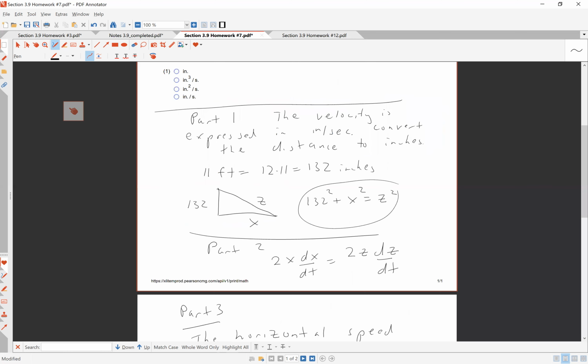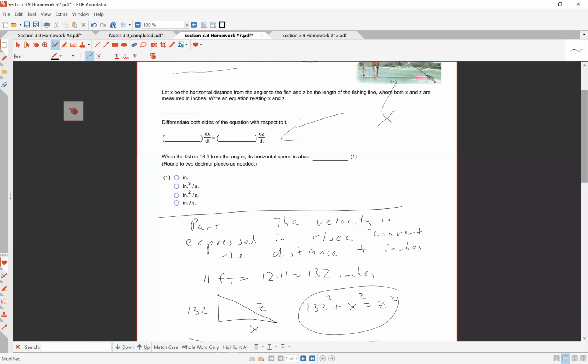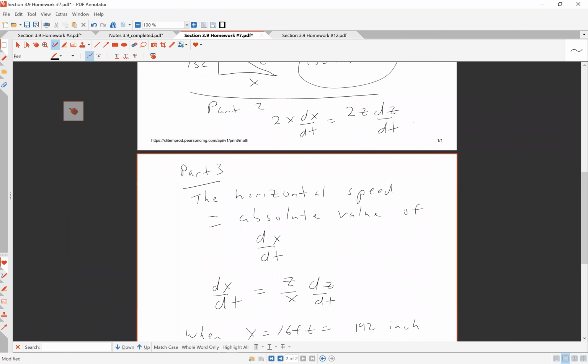Okay, so let's take the derivative of both sides here. We have this relationship between x and z, and now we're going to use implicit differentiation, taking the derivative of each side with respect to time, and we get 2x dx/dt is equal to 2z dz/dt. They actually step us through the problem. Then when the fish is 16 feet from the angler, remember that's 192 inches, we have to find the horizontal speed, or the absolute value of dx/dt. So we solve right here, using the relation between x and z from that right triangle formula.